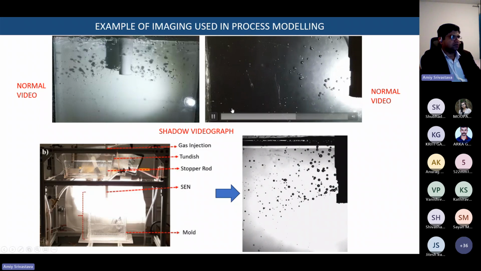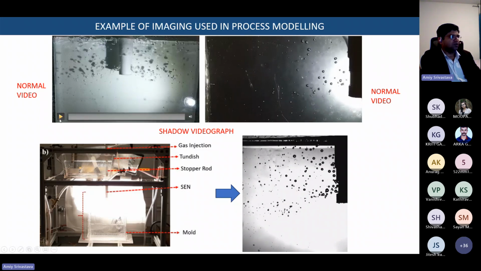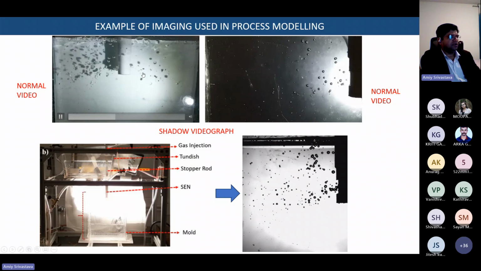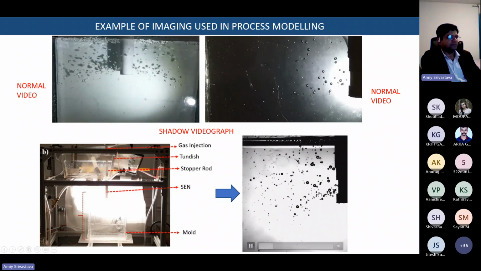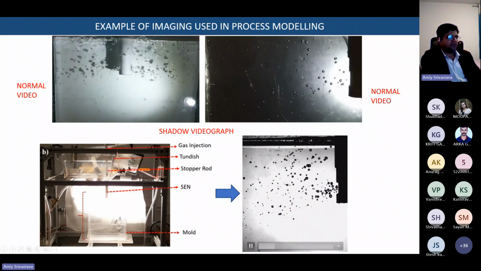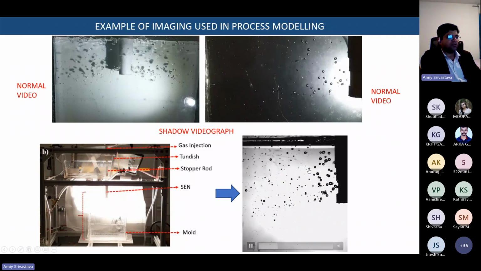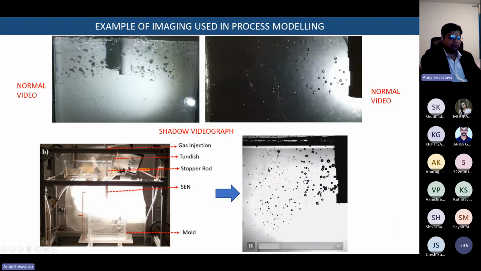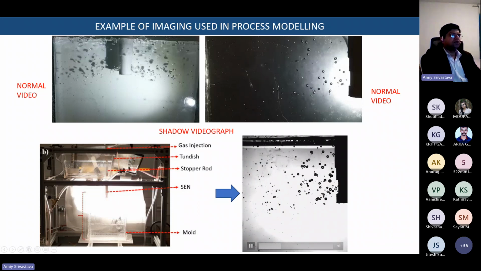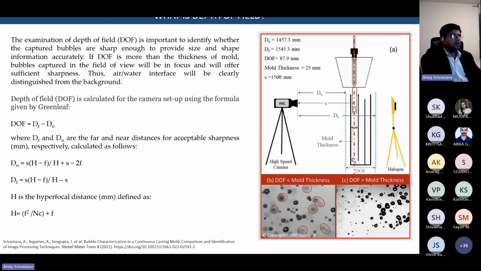So let's run this video and this video together. This is the real speed and this is high speed imaging, and this is acceptable. If we have it slow, using the basic method, we can measure the velocity of the bubbles. Okay, let's move on to the next slide.